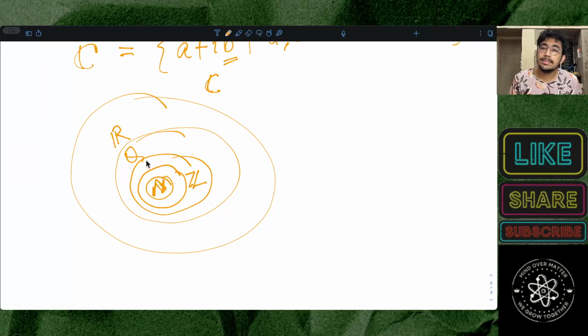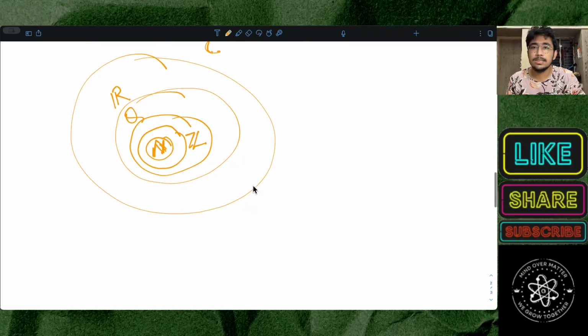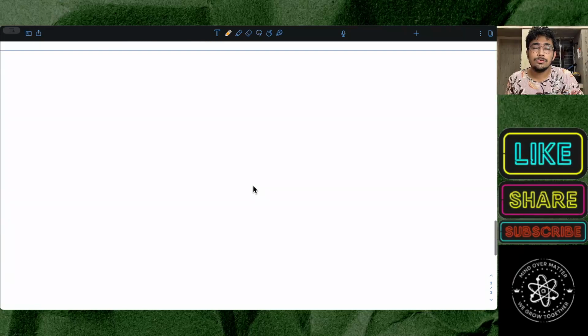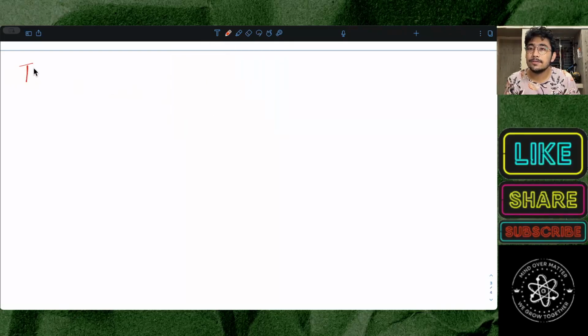From this we can say that the set of all complex numbers is a bigger set, and the set of all real numbers is not as big as complex numbers, because all real numbers are complex numbers. This diagram and concept will come in handy when I explain the concept of subsets very soon. Let's continue first, then we will comment about subsets. Now we are going to talk about types of sets. Let me change the color. Types of sets.